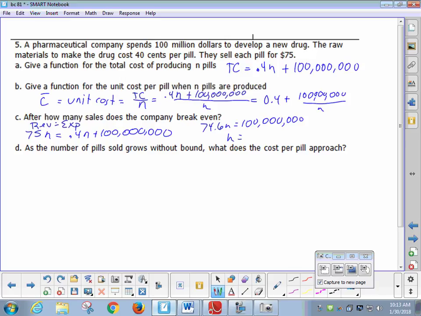To make back that 100 million, you would have to sell, I would imagine, roughly close to 100 million divided by 75, so maybe a million plus, maybe 1.3 million, something like that. What do you got?